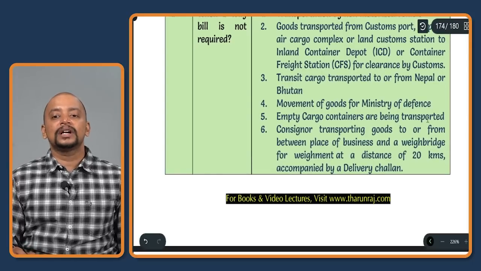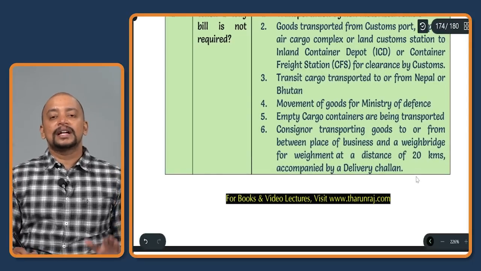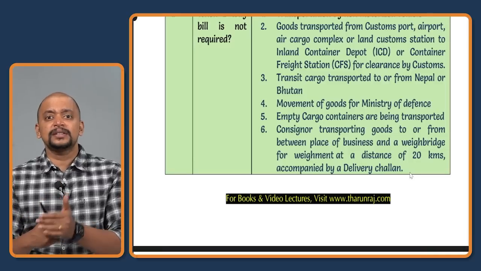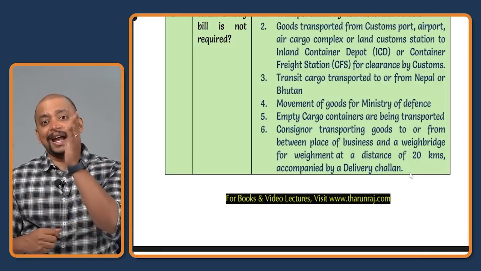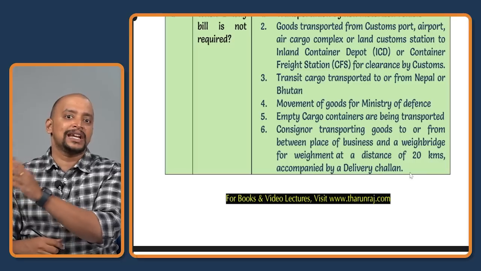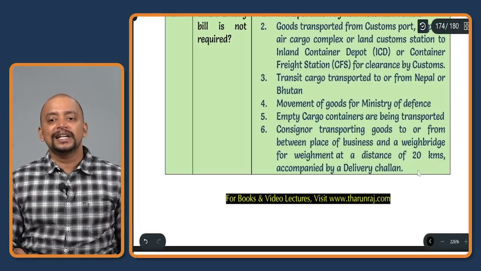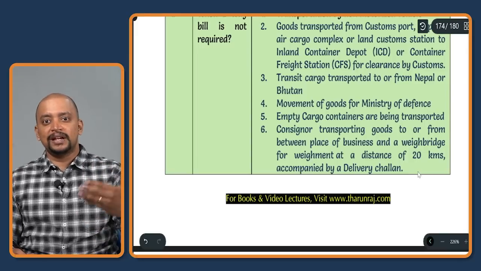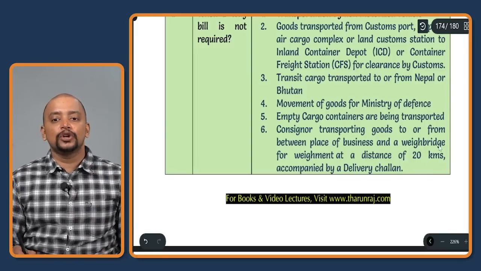Then empty cargo containers transported, or the consignor sending goods from the place of business to the transporter and from the transporter's place to the consignee, if it is within 20 kilometers, that is the weigh bridge or transporter's place within 20 kilometers, then an e-way bill is not required.